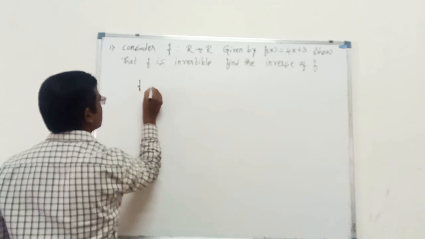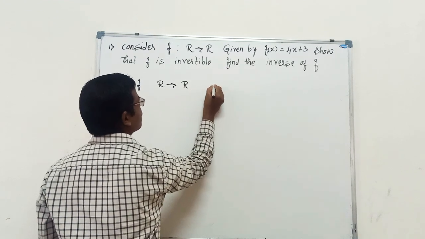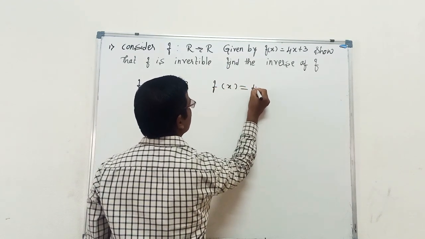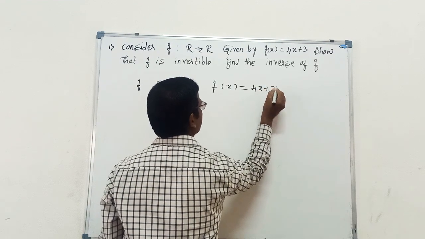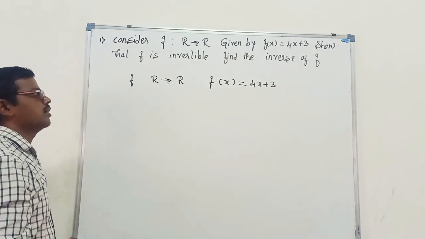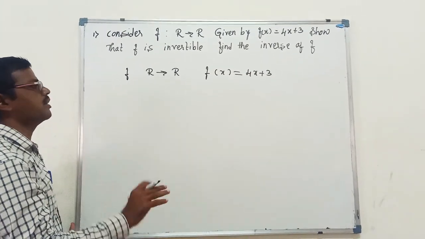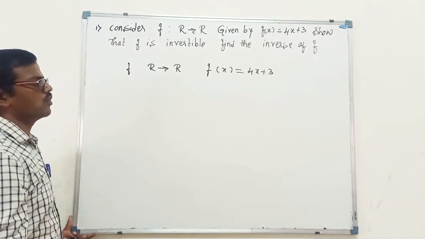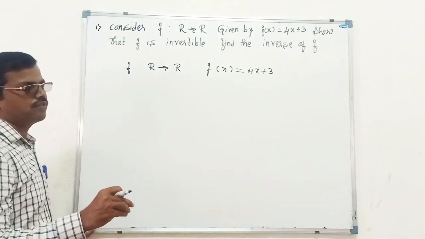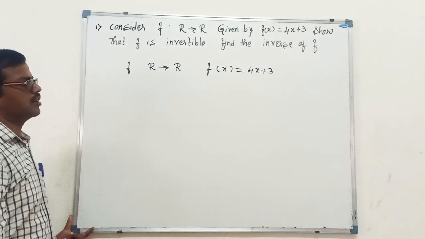What is the given function we have? f is a function from R to R, and its definition is given: f of x is equal to 4x plus 3. This is a very important topic, invertible functions, for 5 marks. These are repeated questions. Whatever we are going to solve now are repeated questions, and they are fixed for the 5 mark questions.